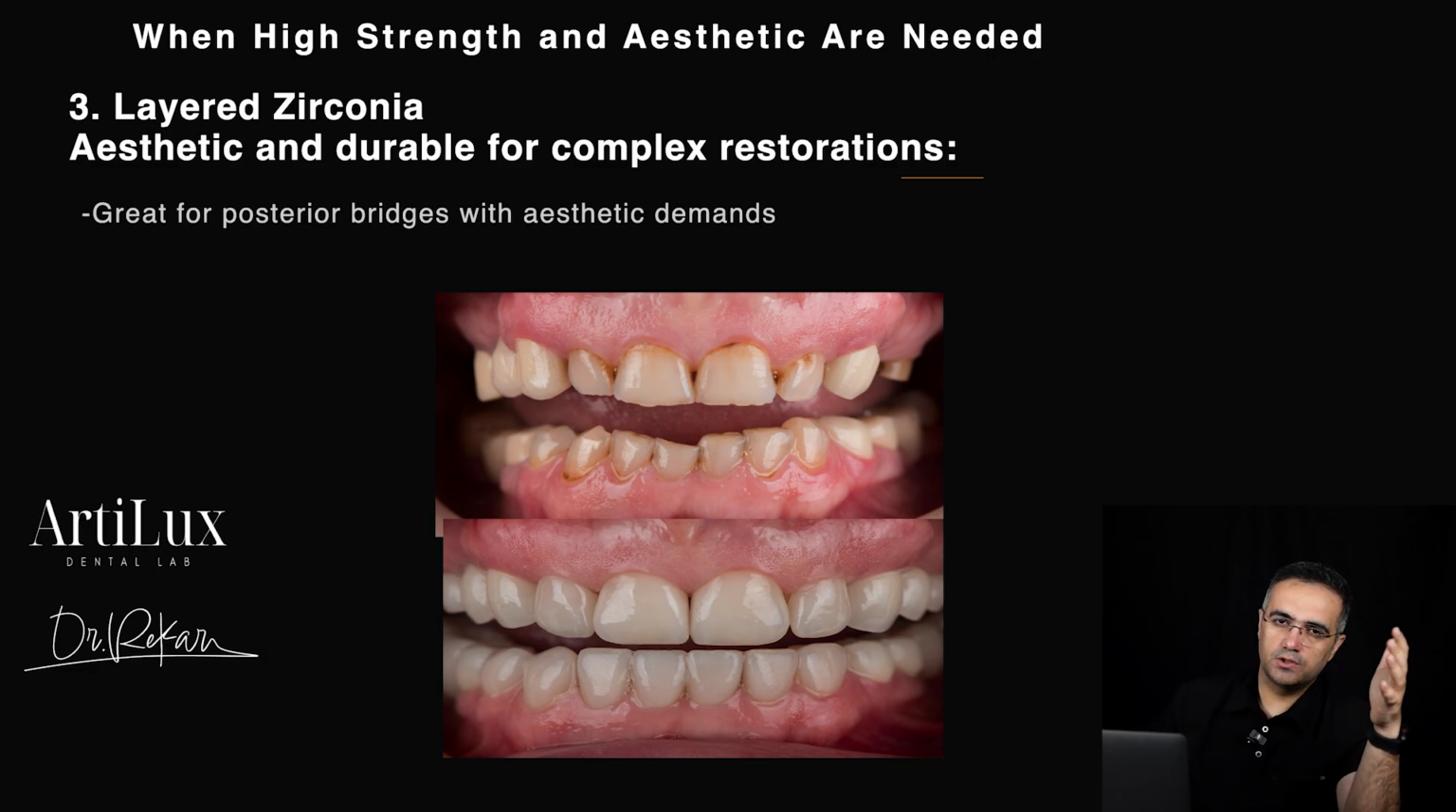Even if the patient asks me, doctor, I'm giving you $1 million, I cannot do it. It is very challenging. You cannot use feldspathic for the bridge, right? We cannot use it. And even sometimes in the posterior region, it is not recommended to use lithium disilicate because it is much weaker than the zirconium oxide. So it is better to use zirconium oxide for bridge restorations in the posterior region.